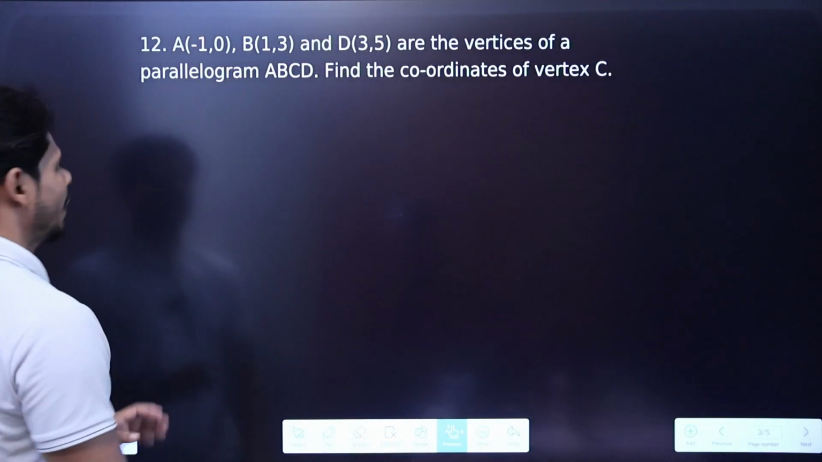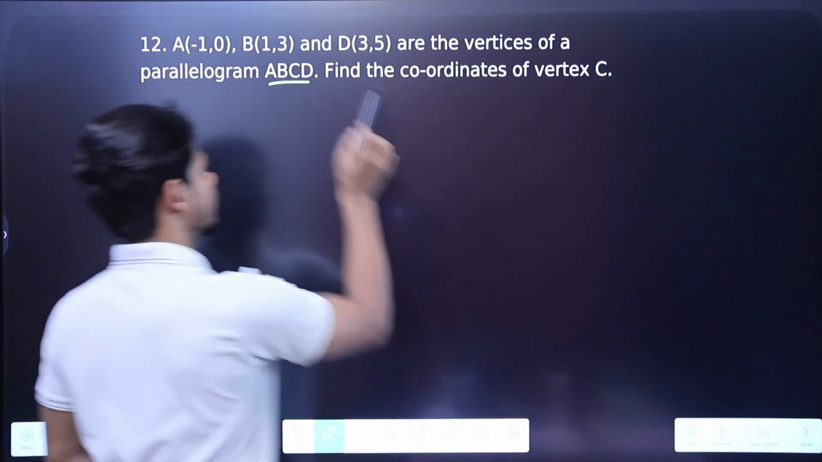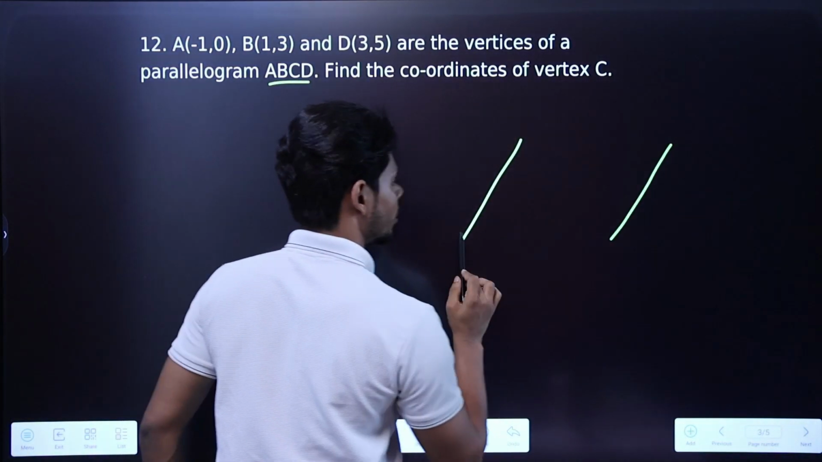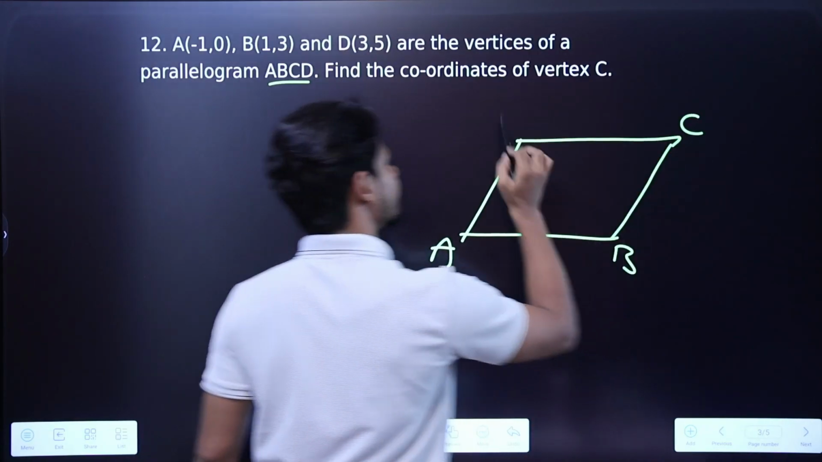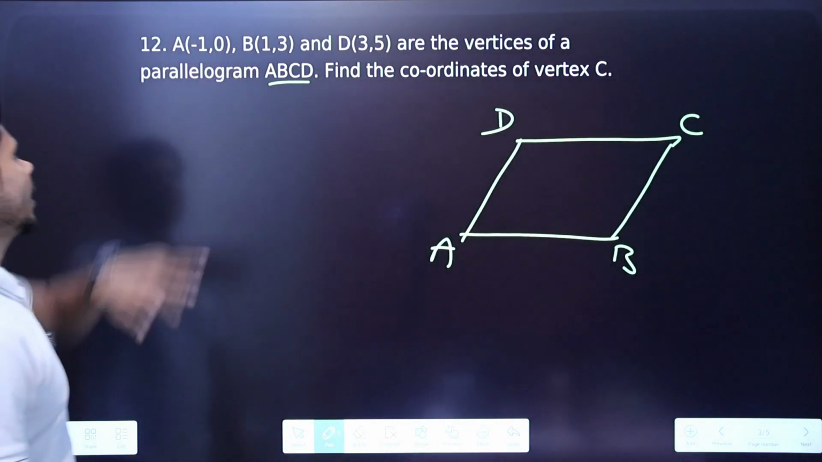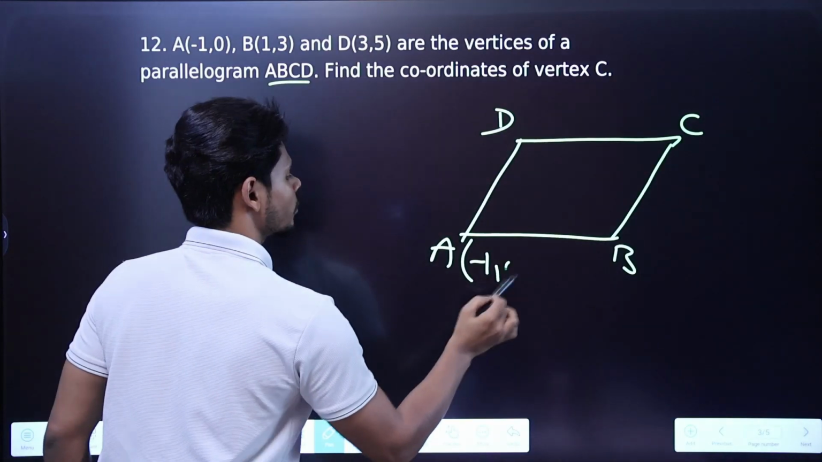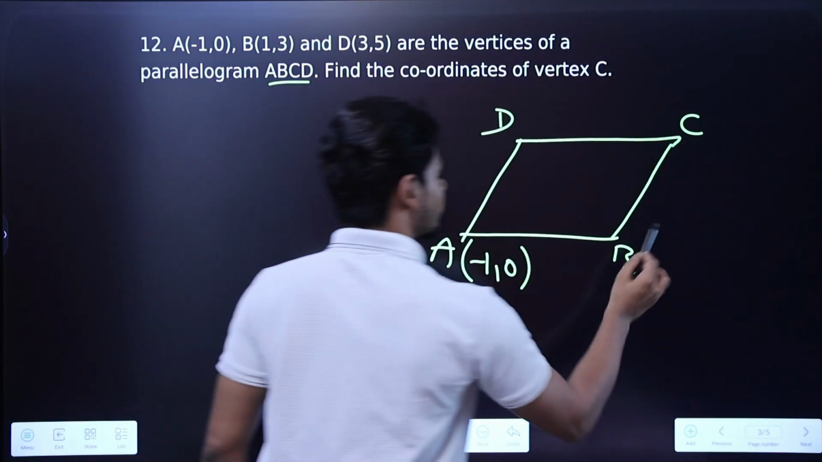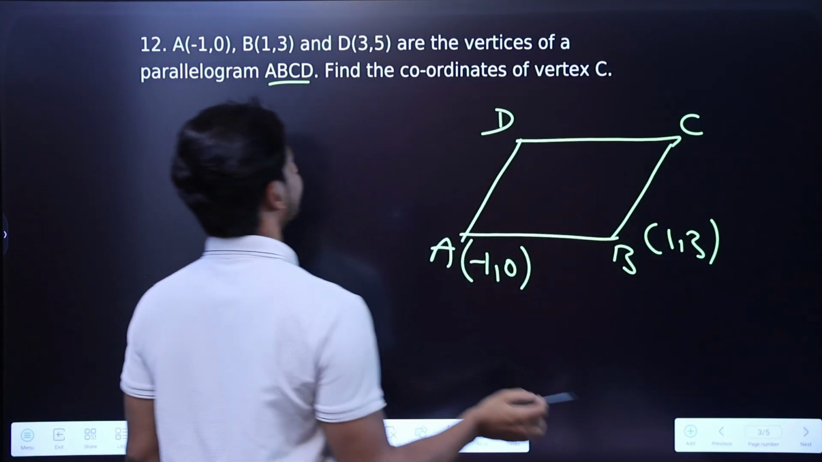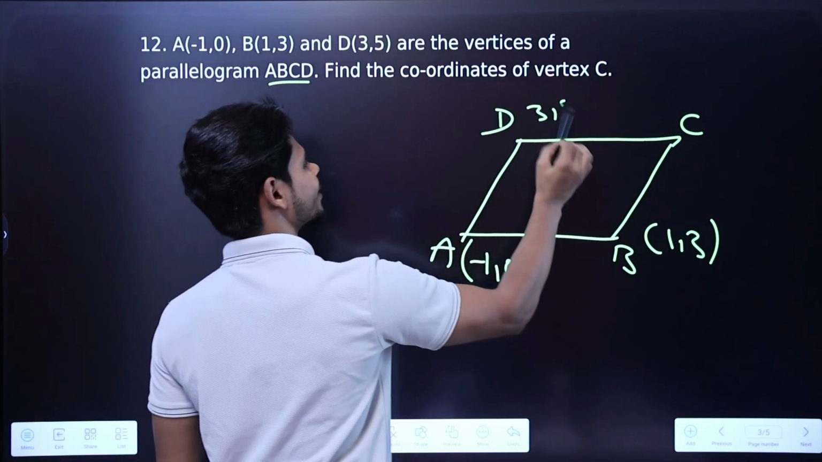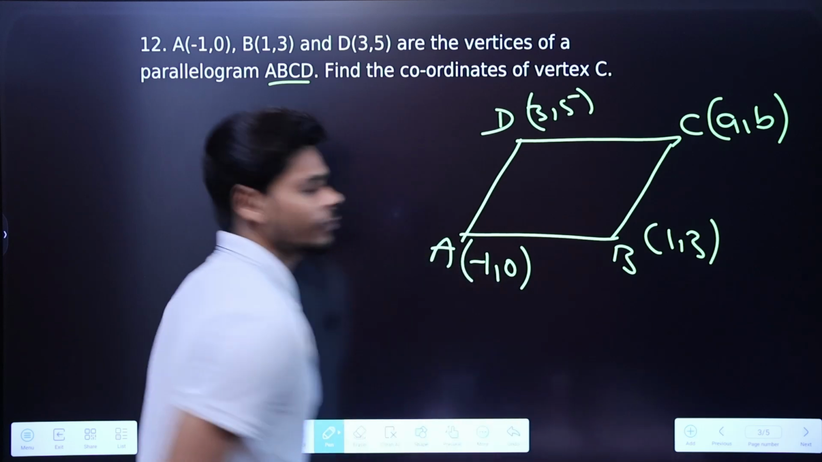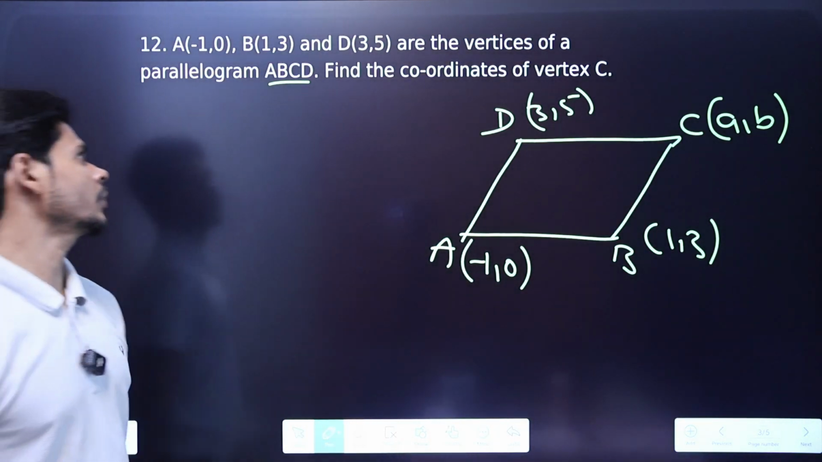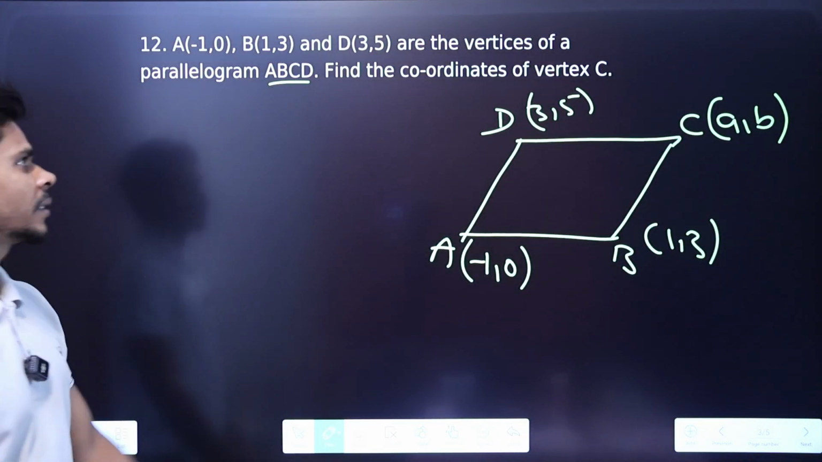Again we are given a parallelogram, which is nothing but ABCD this time. So let me write over here a parallelogram A, B, C, D. Next, we are given A as minus 1 comma 0, B as 1 comma 3, and D as 3 comma 5. We are not given the coordinate of C, so let's say the coordinate of C, and we just need to find the coordinate of C, and that's it, no problem.